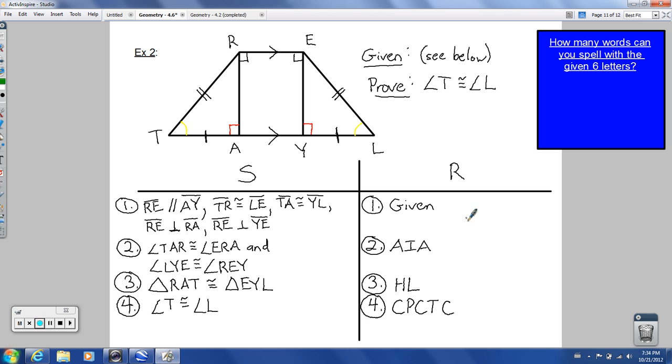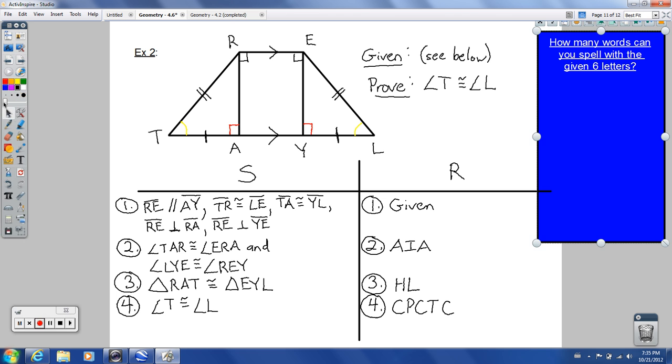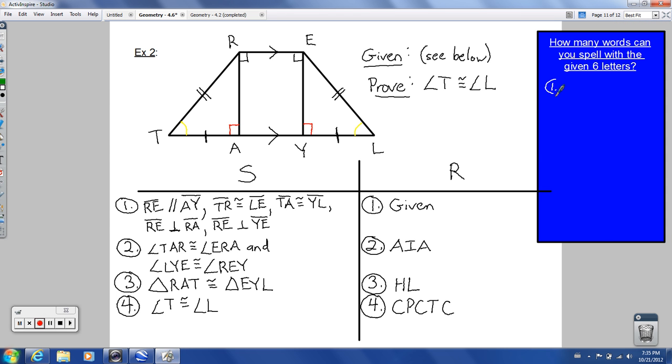And so just for fun, if you want to, I'll take the top three in each class. How many words can you spell with the given six letters? What am I talking about by that? Let me extend this out a little bit. So I'm saying, well, let's start with this one here. I'm going to say that you have to have at least two letters in your word. Like A doesn't count. So at least two letters. I could spell the word AT with the six letters in here.